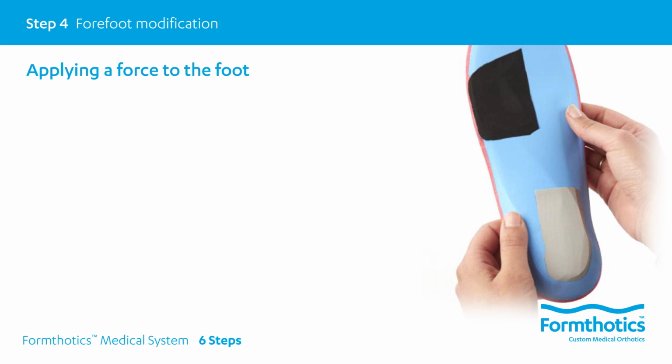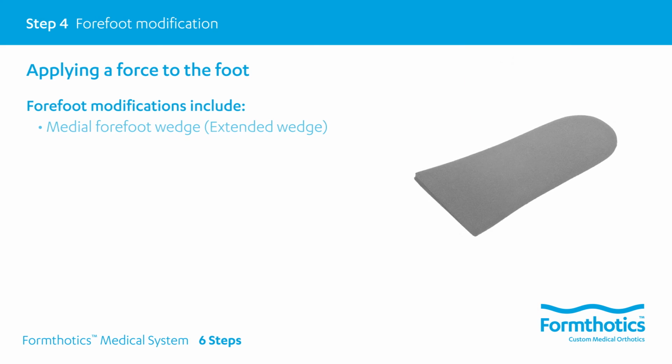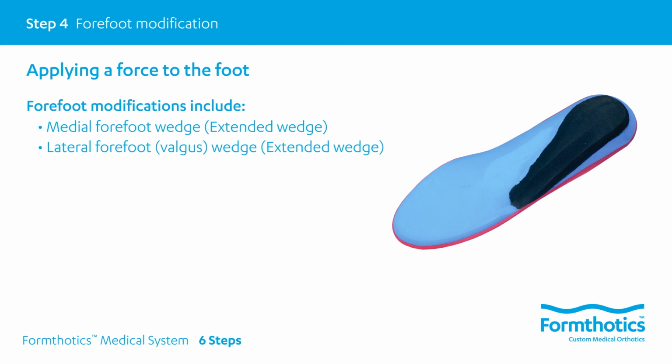Wedges can be applied to the rear foot and/or forefoot on the lateral or medial side to change forces, as well as other additions in the forefoot area. Options for forefoot adjustment include medial forefoot wedge. Use the extended wedge and trim to the desired length, placing the thick part of the wedge to the medial side of Formthotics and the thin, beveled side to the lateral side. When adding a medial forefoot post, it is important to consider the effect this may have on the movement of the windlass mechanism.